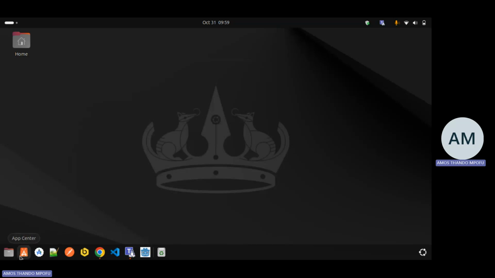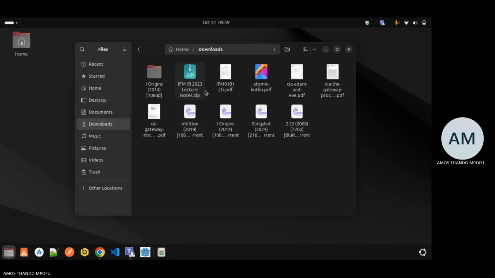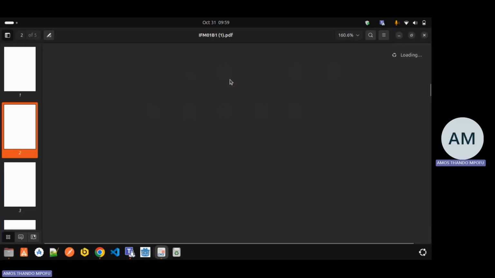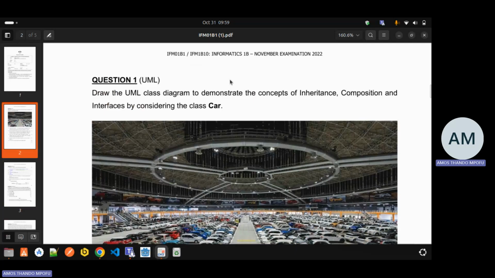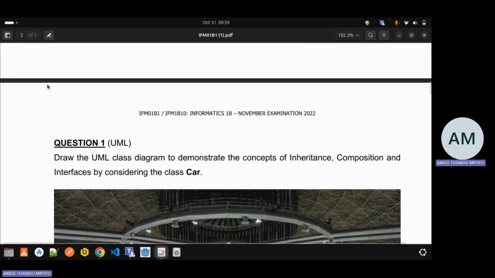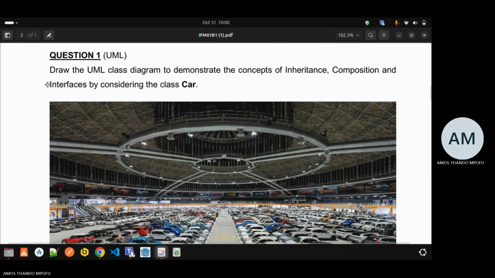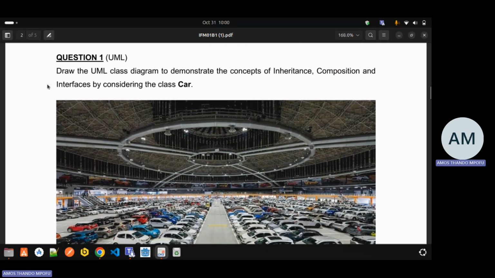So let's get started. What I'm going to do is open the question paper. So this is the question paper. There we go. I'm going to take it a bit slow, since there's quite a lot involved, and in order for you to fully grasp the concepts, it's advisable to take your time. So I'm going to take my time.